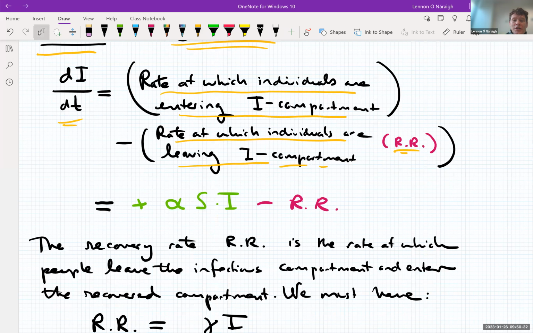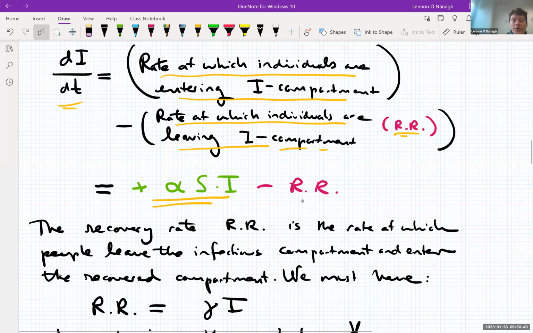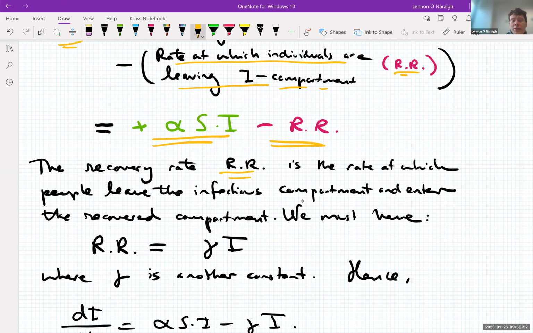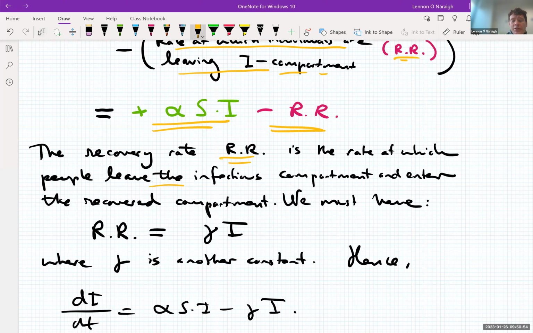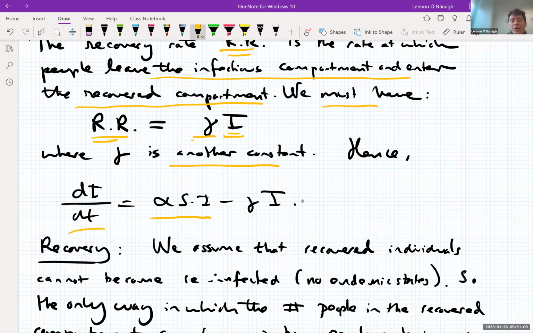they recover. And again, by conservation, where are the people coming from who enter this compartment? From the susceptible. So the rate at which people leave susceptible has to balance the rate at which people enter infectious. So alpha times S times I, minus the recovery rate. Now then, the recovery rate will be the rate at which people leave the infectious compartment and enter the recovered compartment. And the recovery rate must be just proportional to I. And gamma is another constant. So dI by dt is alpha times S times I, people in, minus gamma times I, people out.